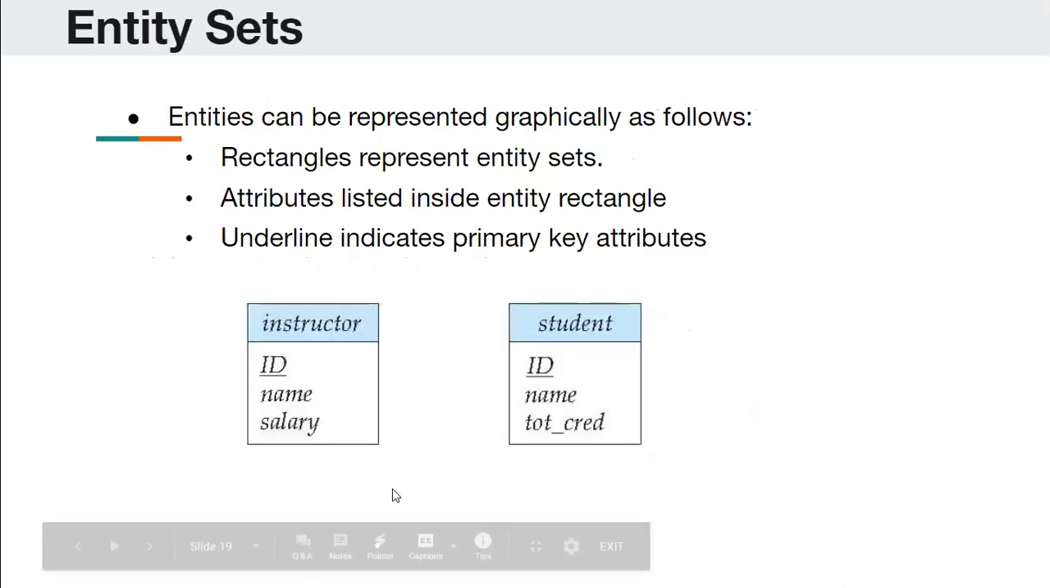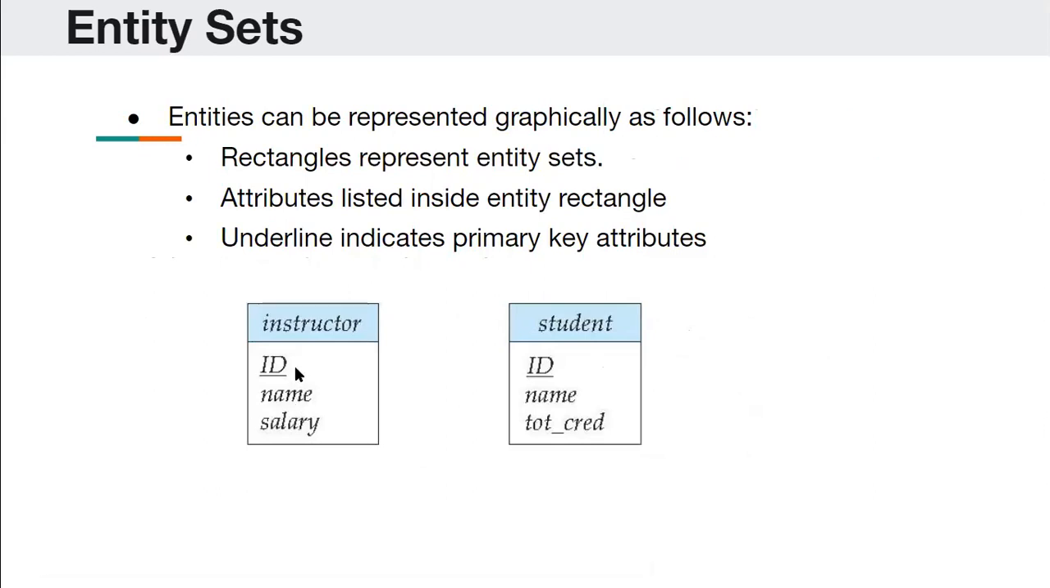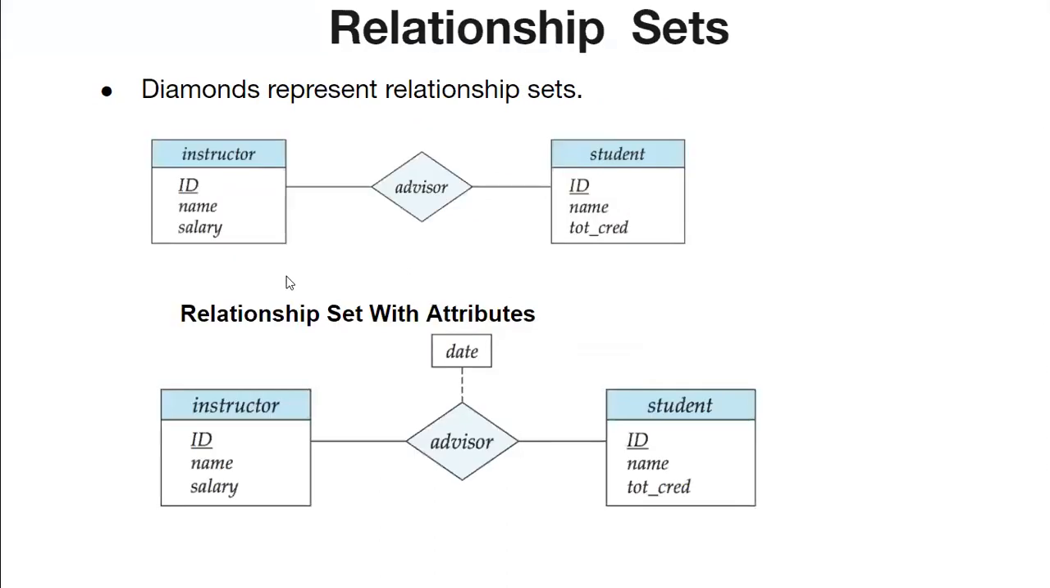Next we have entity sets. One entity is instructor, another entity is student, and the attributes for the instructor entity are ID, name, and salary, and for student, ID, name, and total credit. Graphically they are represented with the help of a rectangle, and any attributes are represented inside that.